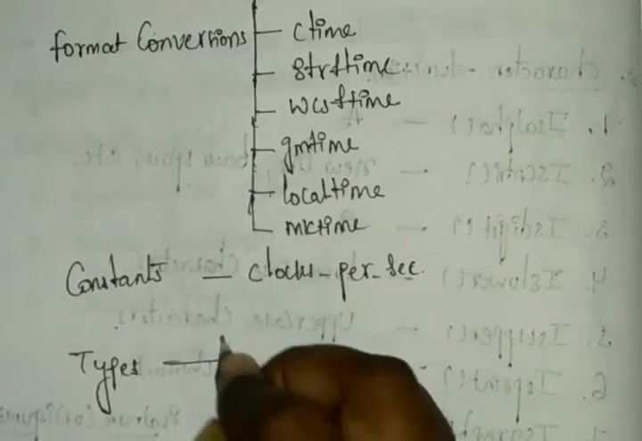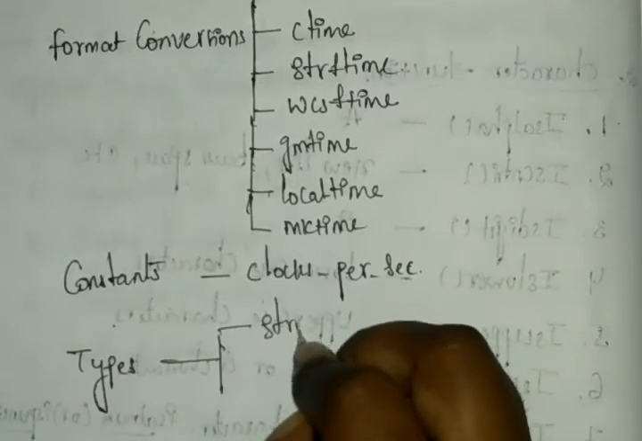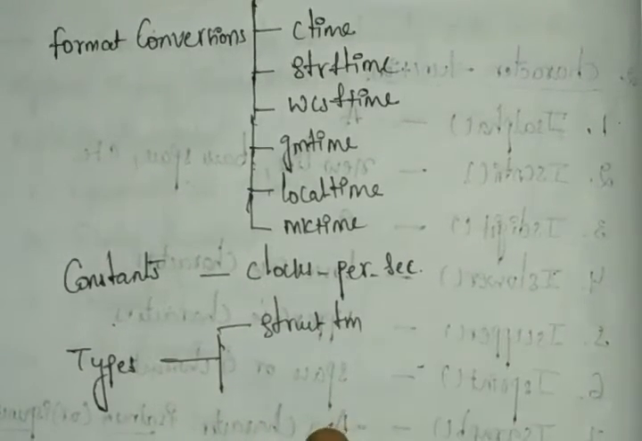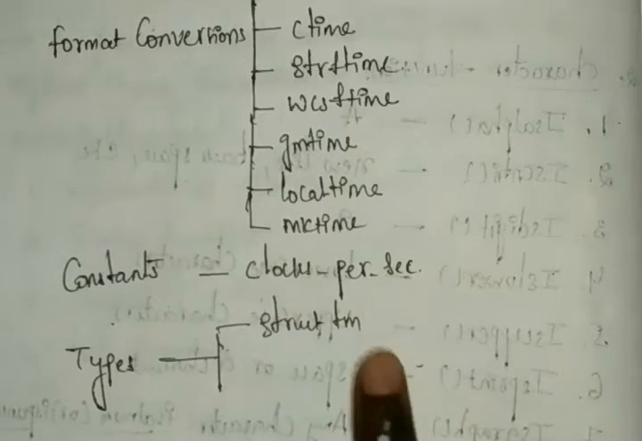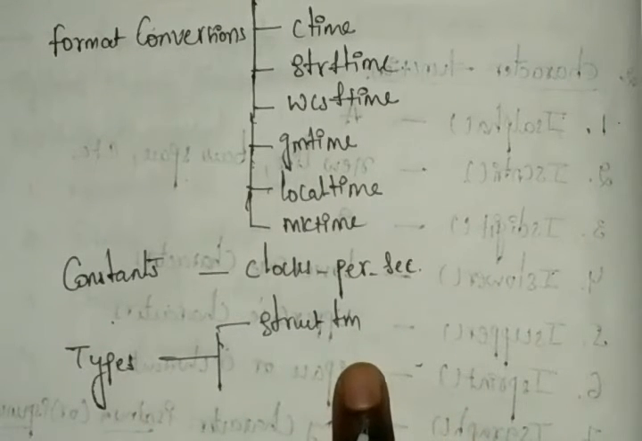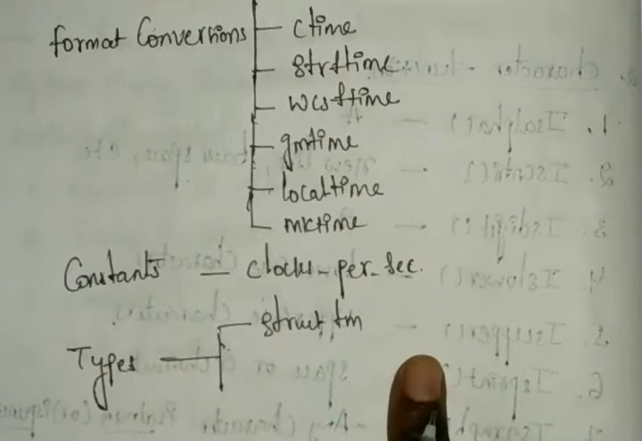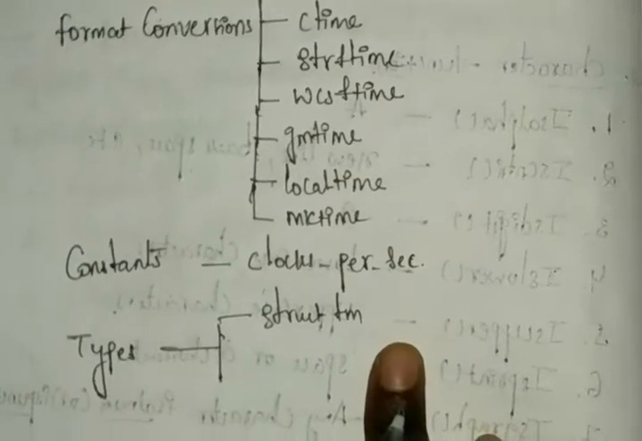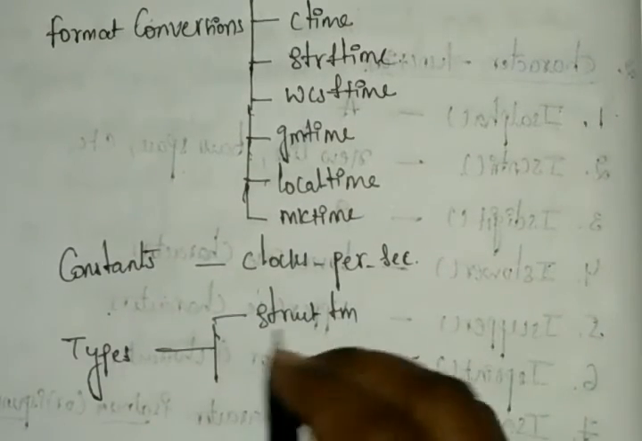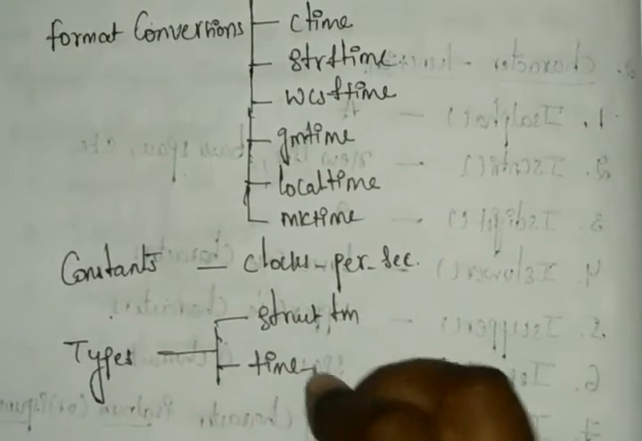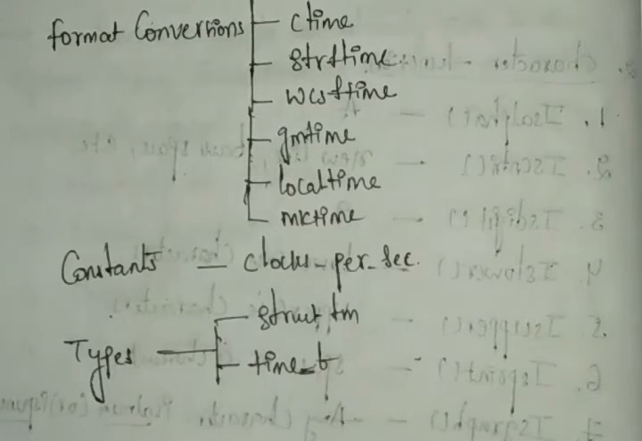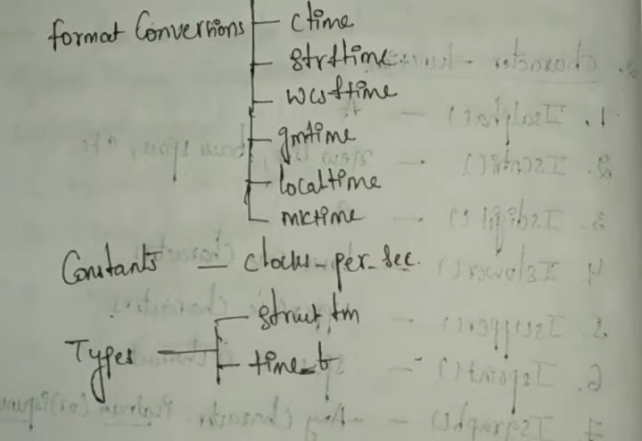The types include struct tm. Struct tm is the broken down calendar time type, like year, month, day, hour, minute, second. And next we have time_t. This time_t represents the arithmetic time type. Arithmetic means here the approach type.